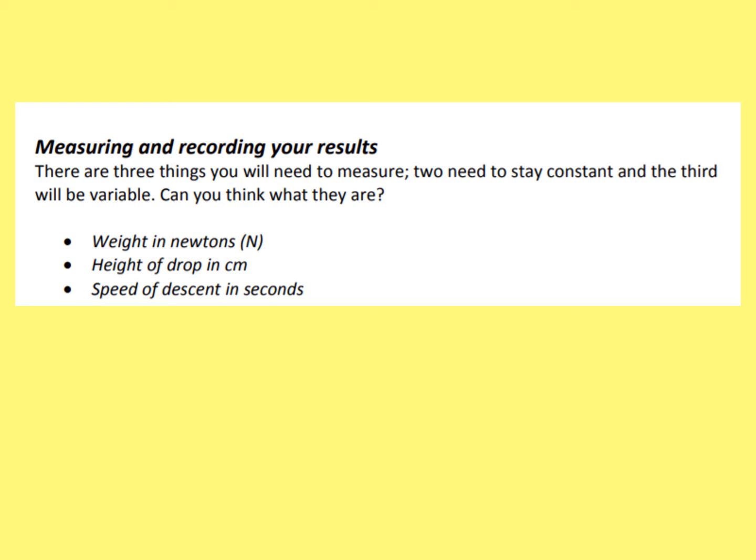So the weight in newtons is the weight of the Lego man. That will be the person attached to your parachute, the height in which you drop your parachute, and the speed of the descent. So that's what we're measuring. That's the speed. That's our key measurement today to see what effect changing the different materials, size, and length of the string has.